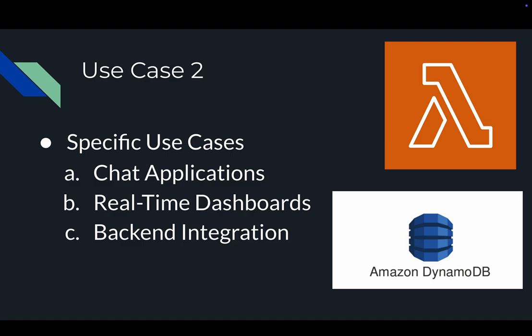Use case 2. These are some specific use cases. You can make chat applications, so you can build real-time chat apps using the WebSocket API or even AWS Lambda. You can use real-time dashboards, like I talked about with the prices and the sports, where you can display live data with the WebSocket API because you need that seamless connection without any input lag. You can also use backend integration, using HTTP APIs to connect the frontend with AWS services like Lambda or DynamoDB.